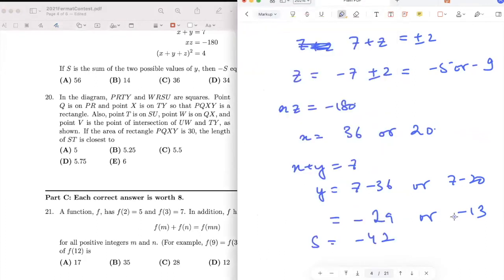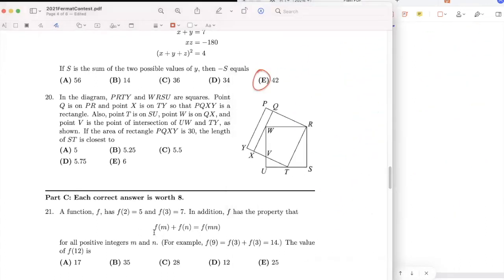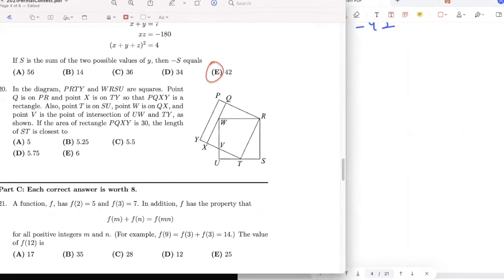Okay. Next question. In the diagram, PRTY and WRSU are squares. Point Q is on PR and point X is on TY. So PQXY is a rectangle. If the area of rectangle PQXY is 30, what is the length of ST?